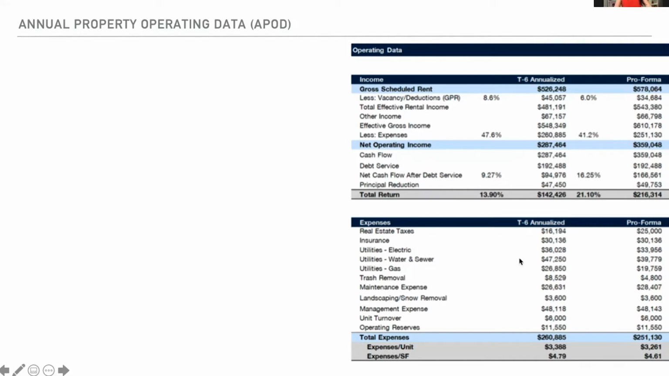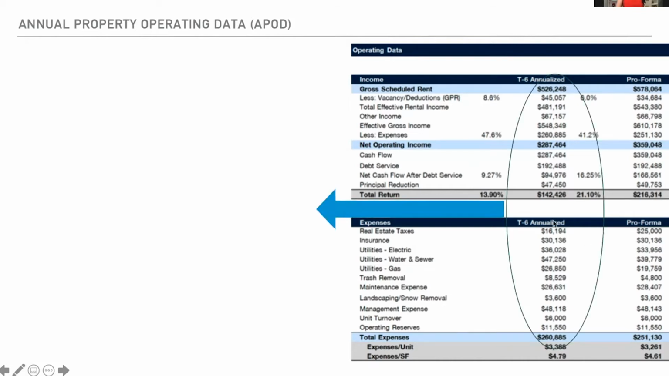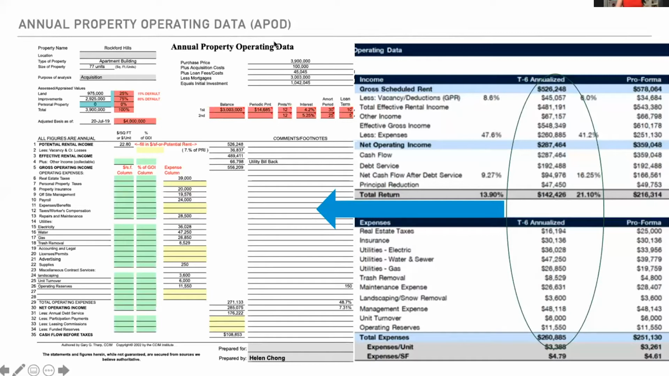All right, so now we are going into a property I will recommend to my client based on my quick analysis. Now I will do my 10 years analysis. I'll go back to the listing agent's financial analysis. This is what they have. And then I'm going to take these numbers and input them into what we call APOD.